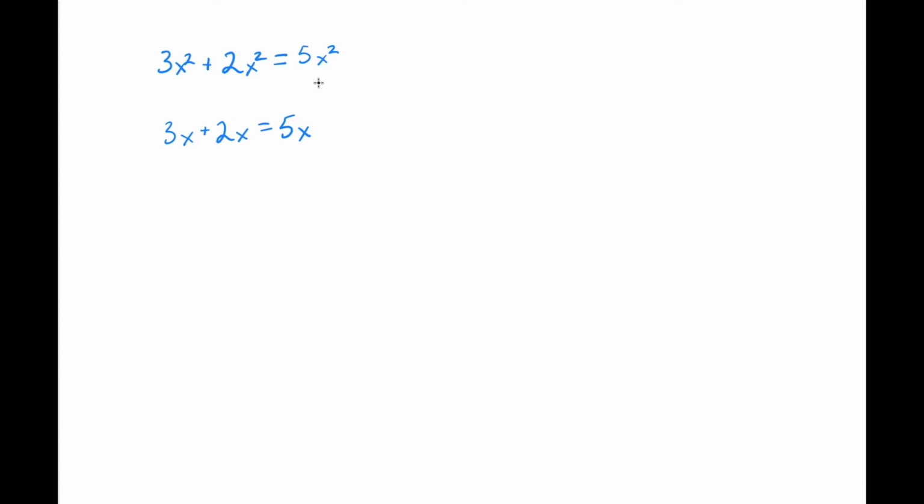When you understand that, when you look at it, it makes perfect sense, okay? You have 5 things that are multiplied by x squared. You had 3 things that are multiplied by x squared, and you had 2 things that are multiplied by x squared. Well, that makes a total of 5 things that are being multiplied by x squared. So you have to think about it in terms like that.